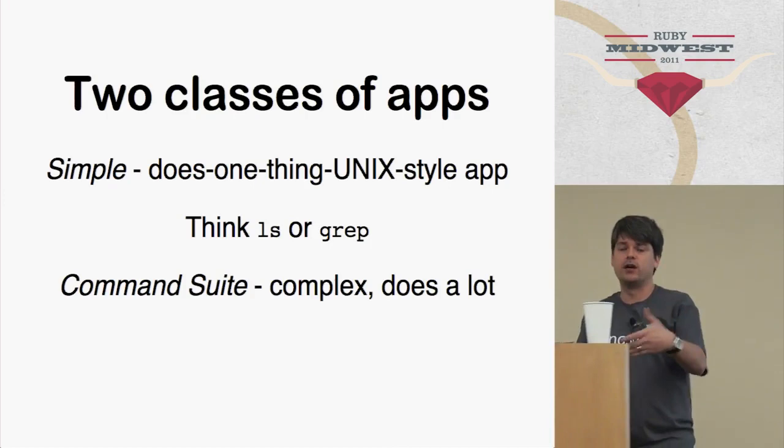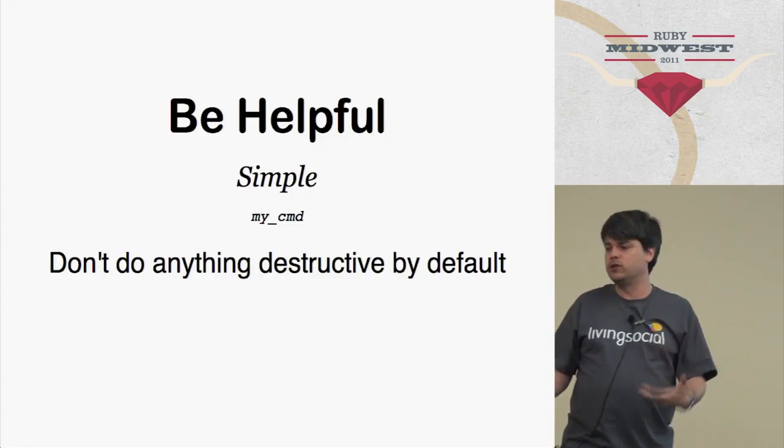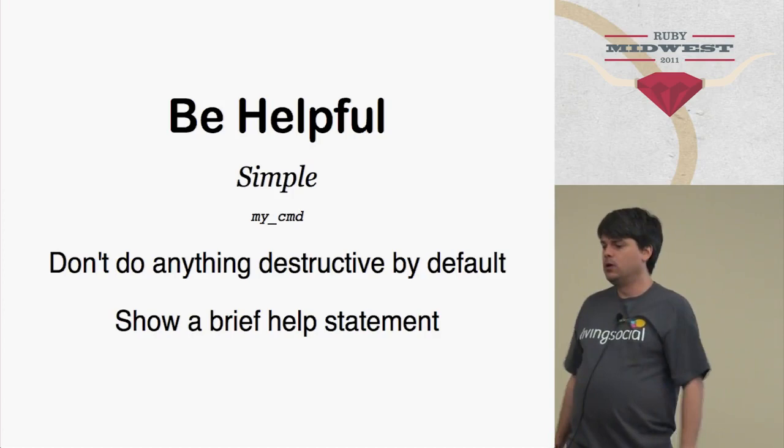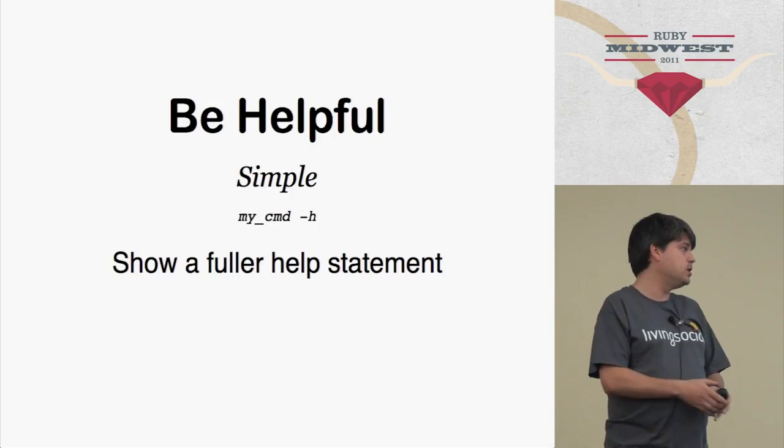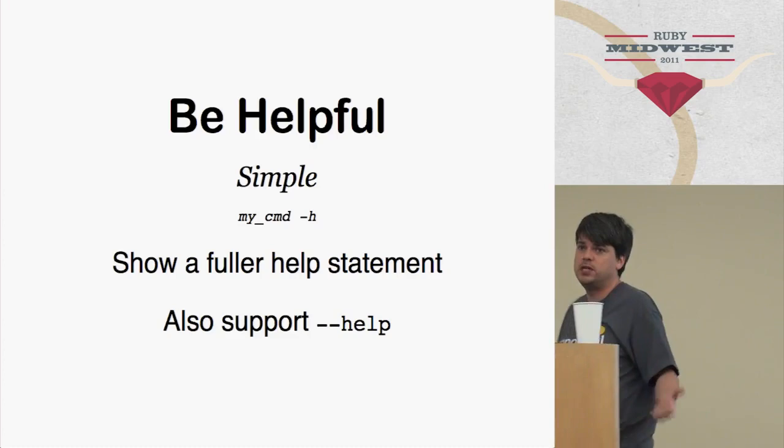For a simple app, when you type it again, you don't want to do anything annoying or destructive. You just want to give the user a nice little help statement that says what the app does and maybe how to get more help. When you do -h, which you should accept as the help option, then you should show the fuller help statement, which should be every single option that you take, what the arguments mean, things like that. --help should do the same thing, because users will expect both to work, so why not be nice and have both of them work?